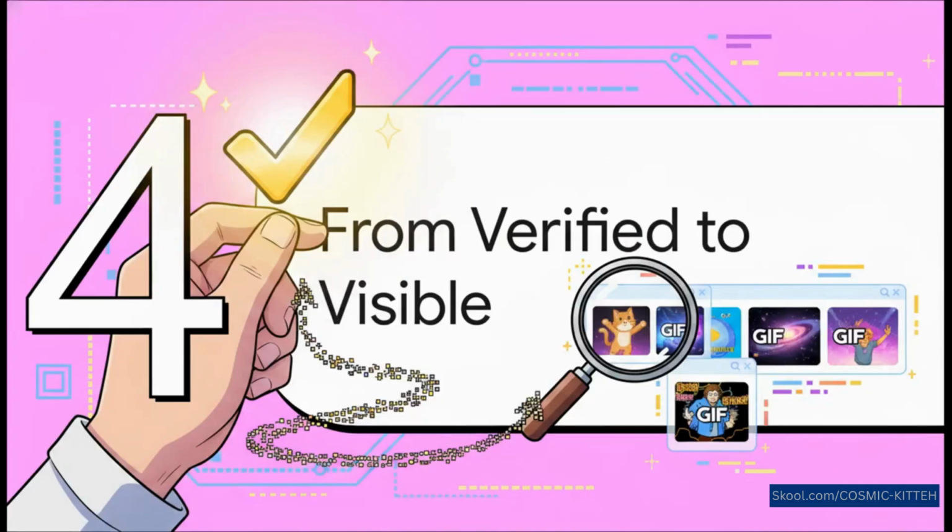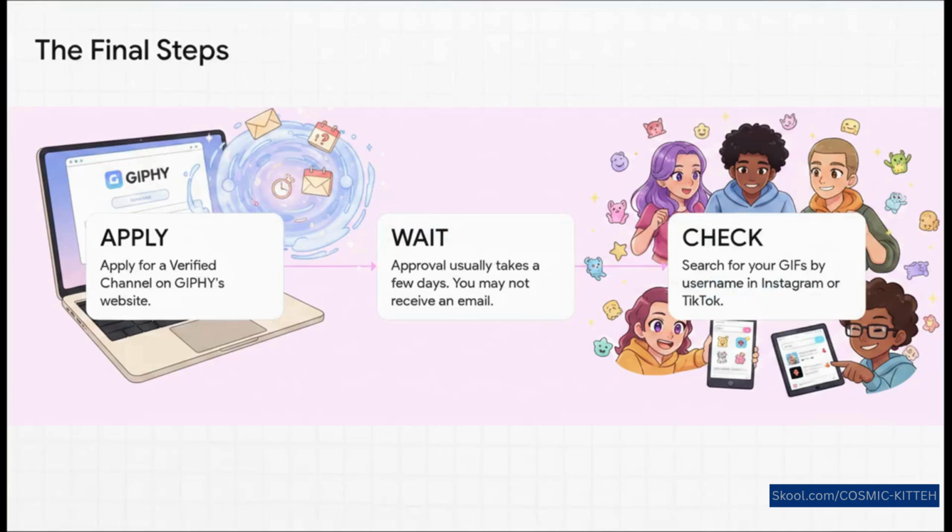Okay, with all that prep work done, it's finally time to take the final step and officially apply to get your channel verified. This is what will finally make your GIFs searchable. So you'll find the application right on GIPHY's website. Fill it out, link your account, and then comes the waiting game. It can take a few days, and don't be surprised if you never get an email. The real test is simple. After about a week, go into Instagram Stories, search for your username tag, and if your GIFs pop up, congratulations, you're in.